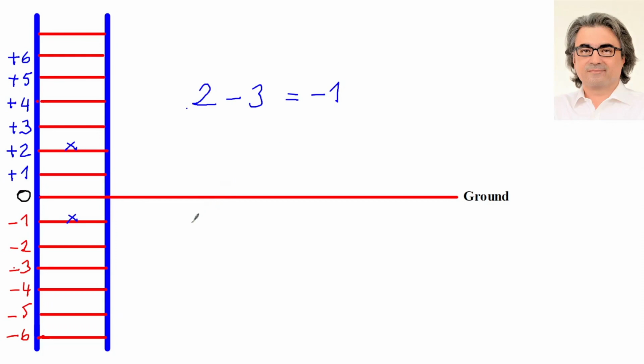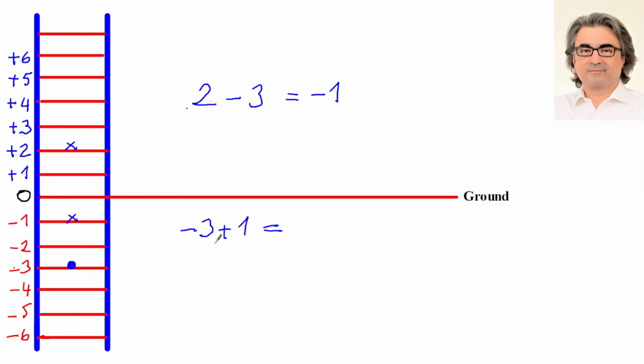Then now let's come to the next example. Minus 3 plus 1. The first number from the left side of this operation is minus 3. What does minus 3 mean? You have to go down 3 steps from the ground. The meaning of minus 3 is this. Now here is the ground. Go down 1, 2, 3 and remark your position.